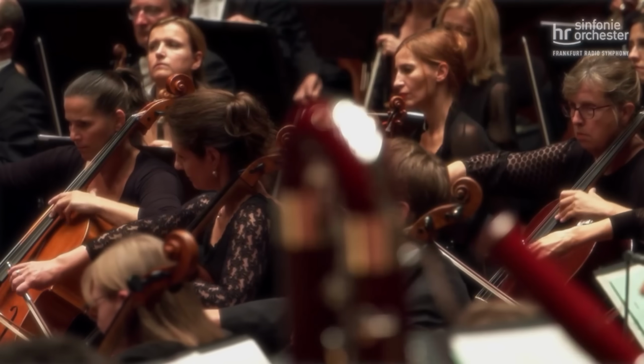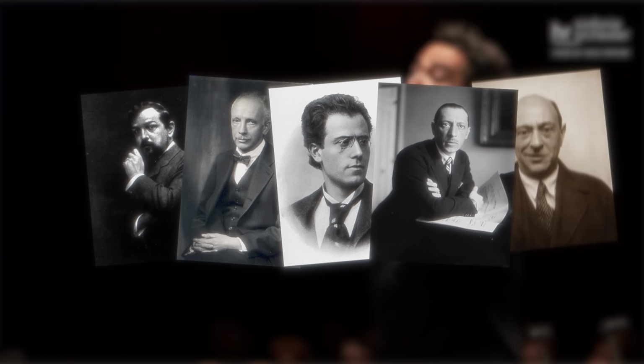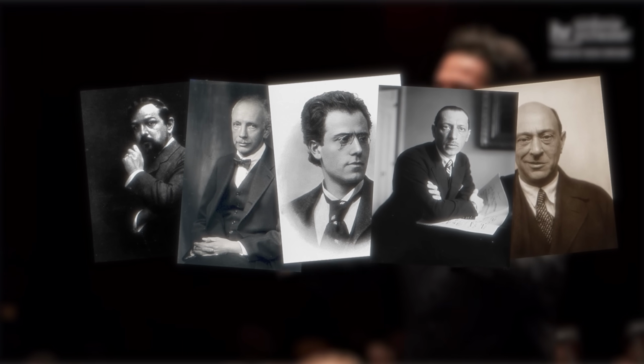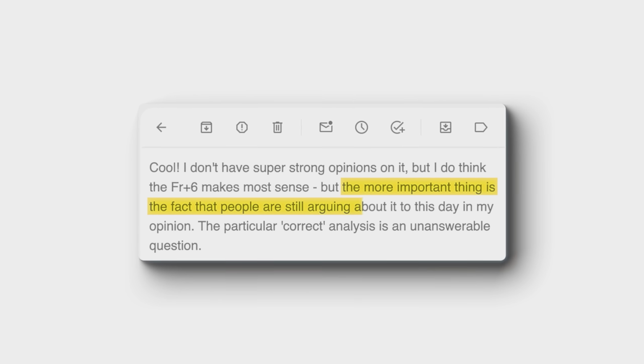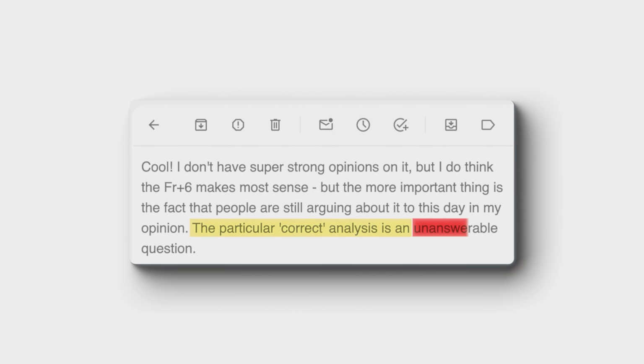No. It seems more like the important thing about this chord is what it did to our understanding of tonality and form. It gave the composers that followed a platform to stand on when it came to expanding the language of classical music. One of the teachers that I reached out to remarked that the more important thing is the fact that people are still arguing about it to this day. The particular correct analysis is an unanswerable question.